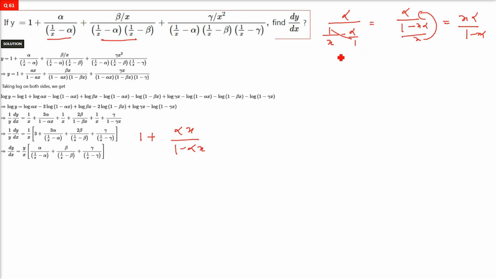Next one, same thing here. So beta by x divided by 1 by x minus alpha. We have already done this just now. So you can just write directly like this. It will be 1 minus alpha x by x.